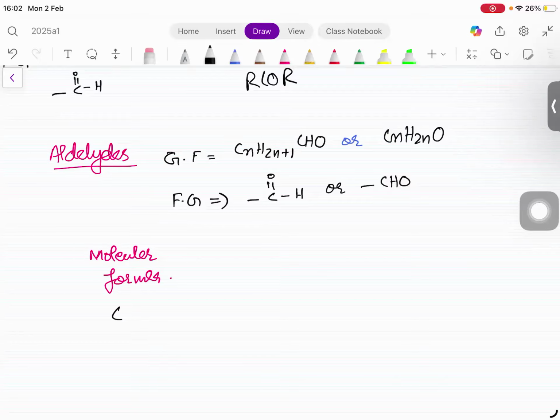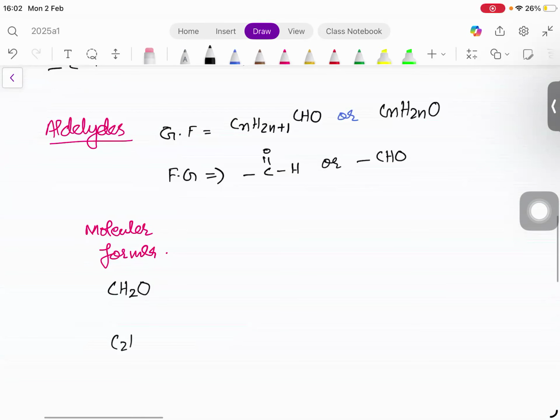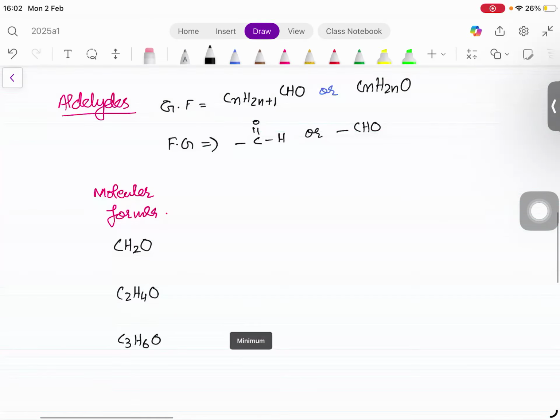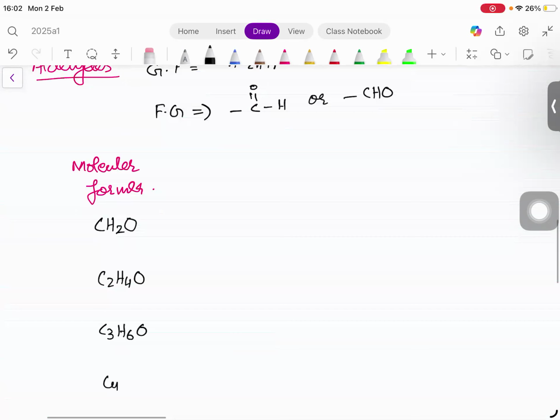First member, C1H2O, C2H4O, C3H6O, C4H8O. Okay. Yes, this is the first member of aldehyde, second, third, fourth.